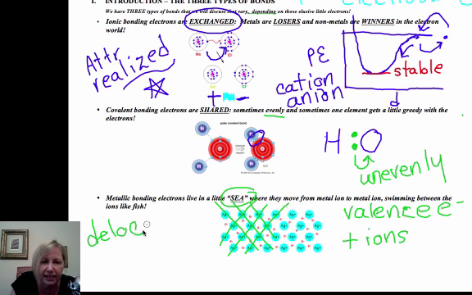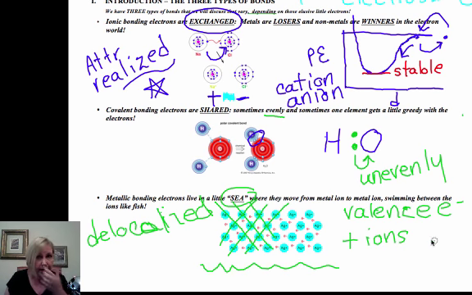So we have delocalized electrons. They're not stuck in one location. They're free to move throughout. All right? So delocalized. I hope you can read that. Every once in a while, my Mimio goes a little crazy.